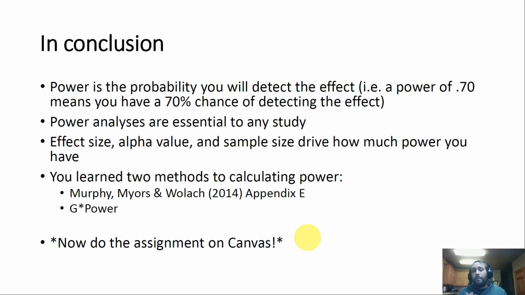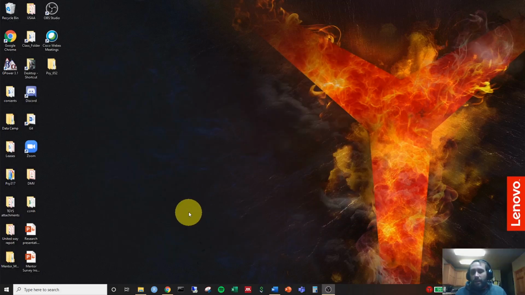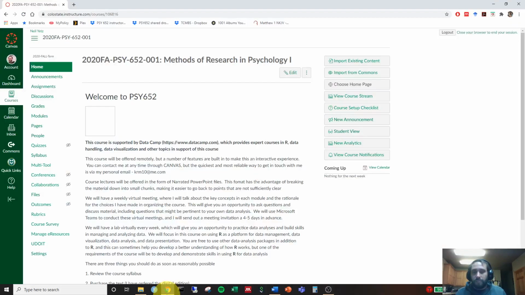So now I'm going to tell you to start doing your assignment on Canvas. If you want to, I'll show you how to get to the assignment, and then we'll do the assignment together. I'll do two problems with you, one via Murphy, Myers, and Wolach, and the other via G*Power. If you don't want to do it with me, that's fine. You can pause this video, and then we'll be good. So go ahead and exit out here. Thanks again for listening to the lecture, but let's go to Canvas and see if we can get the appropriate stuff for our homework assignment.